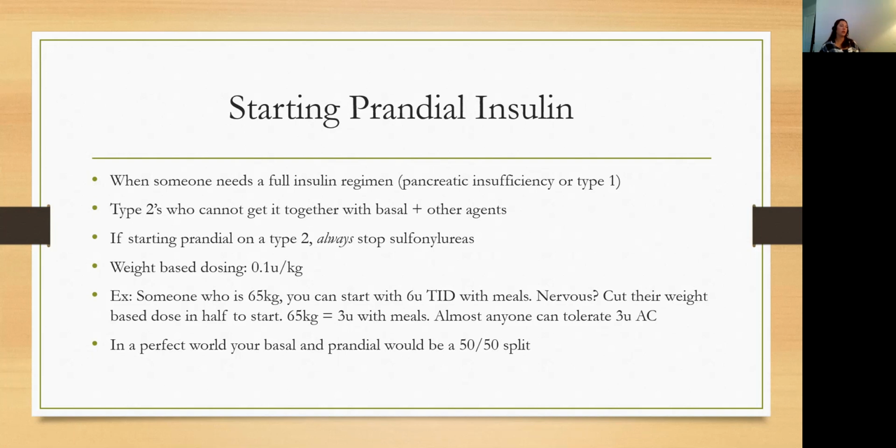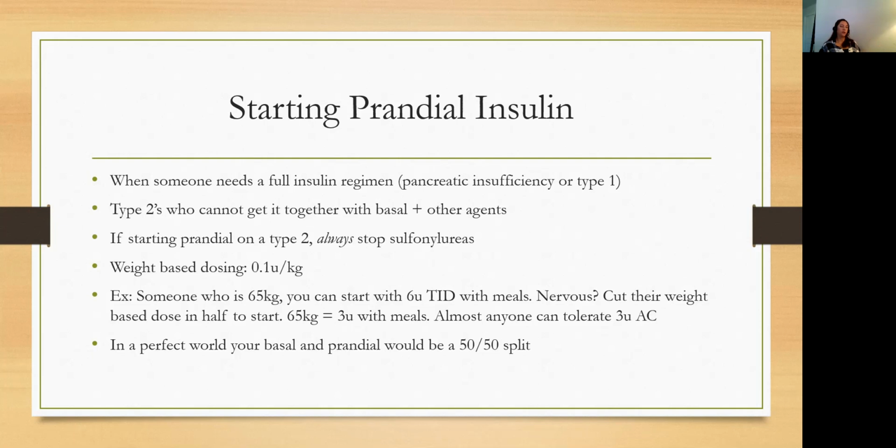If you're starting a prandial insulin on a type 2, always stop your sulfonylureas. So we talked about how you can use a sulfonylurea with a basal insulin, but if you're starting short-acting insulin, you're going to get rid of your sulfonylurea, because basically the sulfonylurea was taking the place of prandial. And so you're always going to stop those. You're never going to have both short-acting insulin and a sulfonylurea in somebody's regimen.